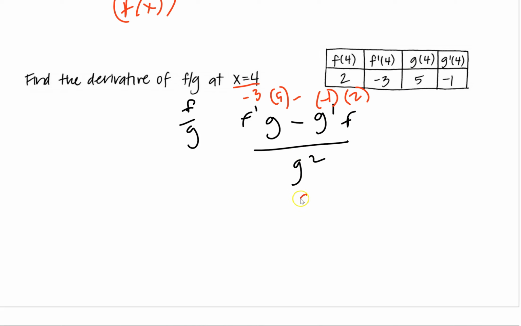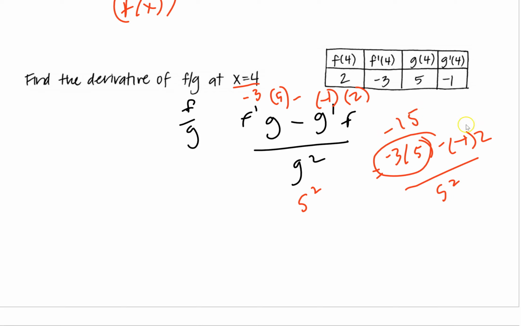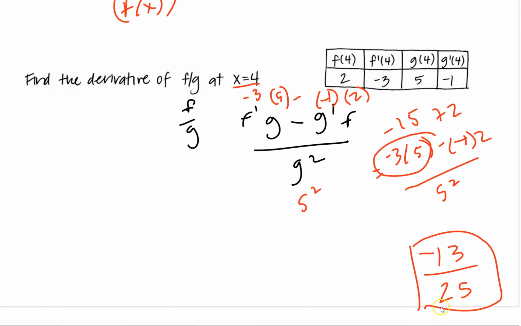So that's 5 squared. So I'm going to have negative 3 times 5 minus negative 1 times 2, all over 5 squared. So this would be negative 15. Negative 1 times 2 is a positive 2. So on the top I have negative 13. On the bottom I have 5 squared, which is 25. And that's the idea. And that's the quotient rule.